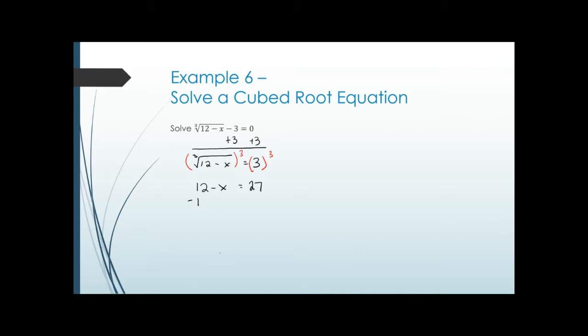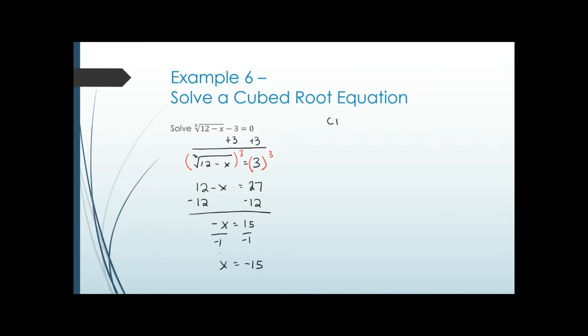So I'm going to subtract 12 from both sides. And don't forget that negative in front of the x. I see a lot of people drop negatives. It's very important to make sure you include the negative if there's a negative in front. And then 27 minus 12 gives you 15. So then I'm going to divide both sides by -1, which gives me x is equal to -15.